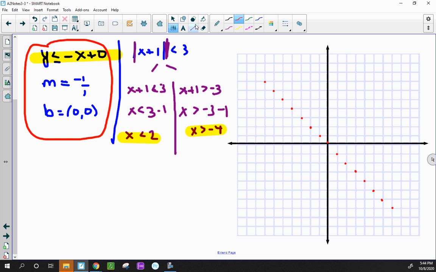Okay. Alright, now for that boundary, it's going to be solid. I know that because it's equal to again, so I'm just going to connect those points. Try to get it all the way through your graph paper. There we go. And again, I always come back to the shading. Next, I'm going to do green.